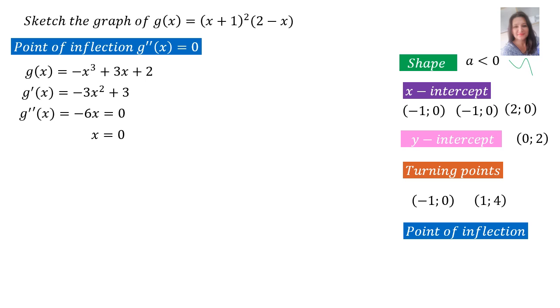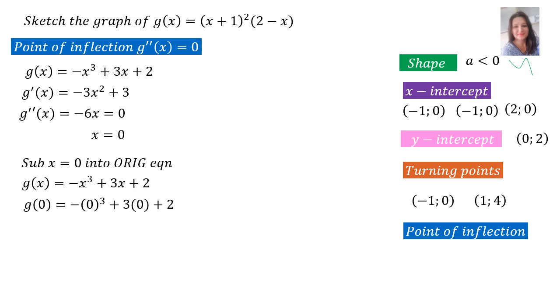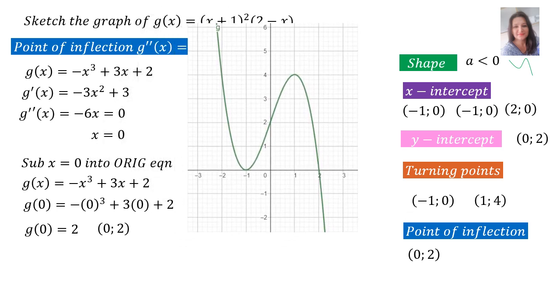The corresponding y coordinate, substitute x is equal to 0 into the original equation. There's your original equation. In x's place, in goes 0, and I end with 2. Therefore, the point of inflection is the point 0 and 2. Then, on the right-hand side, there you'll see it flying in, the point of inflection 0, 2. Our graph will look like this.